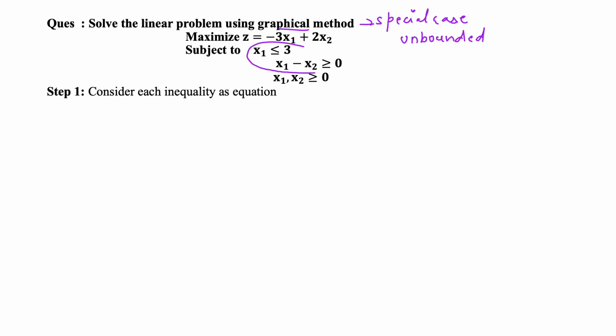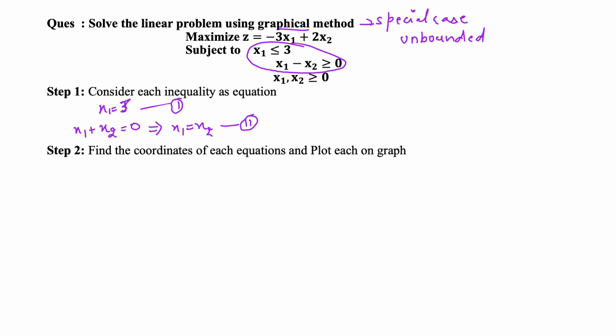So I have two inequalities. My first equation is x1 equals 3, and the second equation is x1 plus x2 equals 0, which is nothing else but x1 equals x2. Now the second step is to find the coordinates of each equation and plot them on the graph.